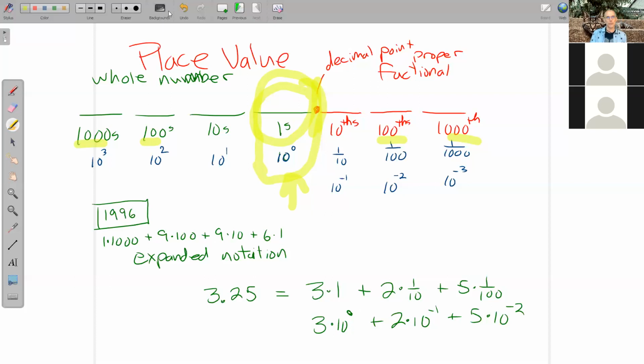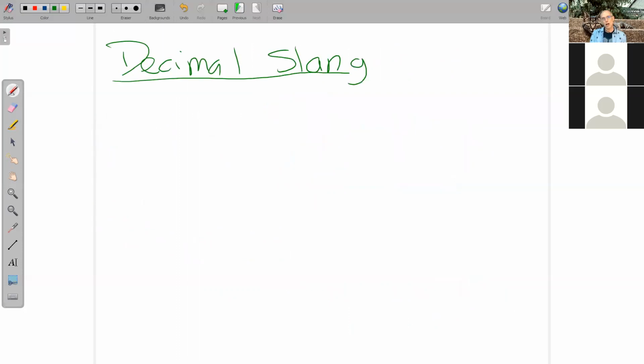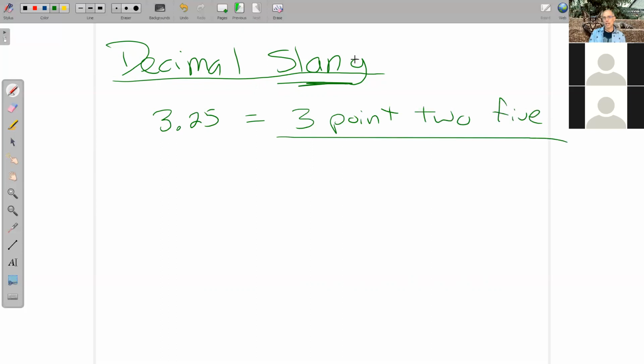Another thing. Decimal slang. So we're going to try really hard, and I'm going to have to try really hard too, to not speak slang with decimals. Okay, so here's an example of slang. When I read that, I often say 3.25. That right there is slang. That's not the proper way, the correct way to read decimals.